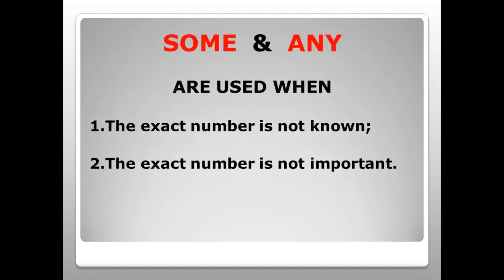Okay, let's move to another part. The difference between some and any. We use some and any in these cases. Number one, the exact number is not known. Number two, the exact number is not important.